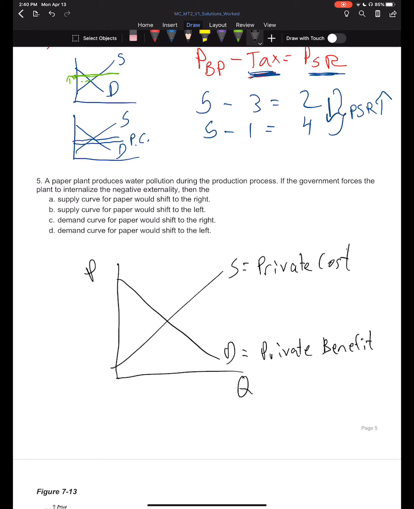And remember, when costs increase for a supplier, they're less willing to supply at any given price. So our new supply curve is shifted to the left. So this is after internalization. Okay. So then it forces the supply curve to shift to the left.